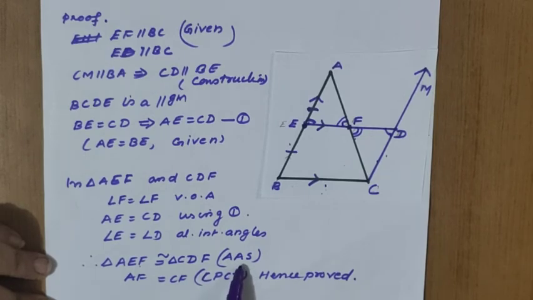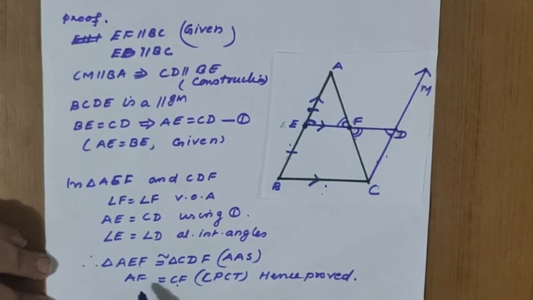So from this, what can we write? AF equals CF by CPCT, hence proved. Meaning, F bisects the third side.